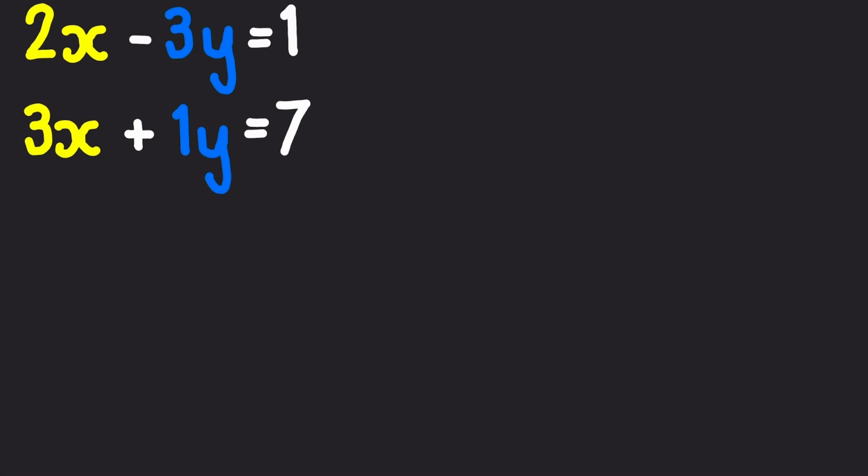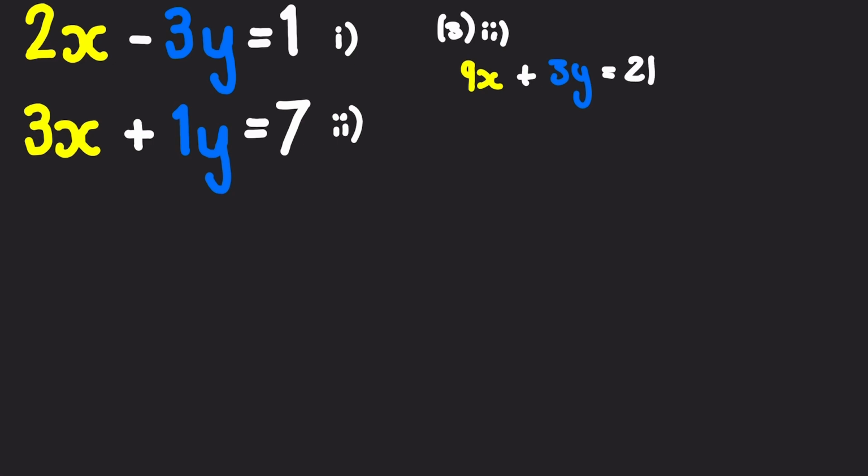The first step is to call the first equation equation 1 and the second equation equation 2. We're going to use the method of elimination, because to eliminate a variable, that's why we use elimination. I'm going to multiply equation 2 by 3, and so I get 9x plus 3y equals 21. I just multiplied the entire equation by 3.